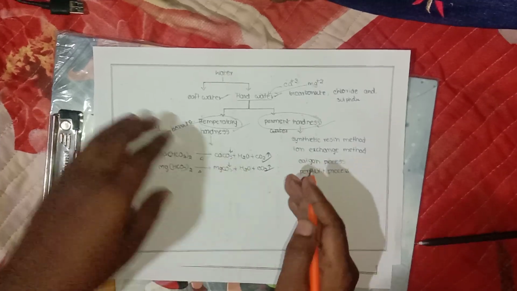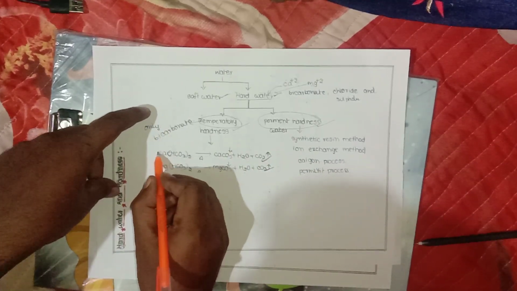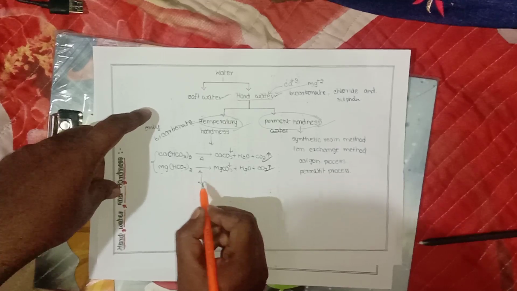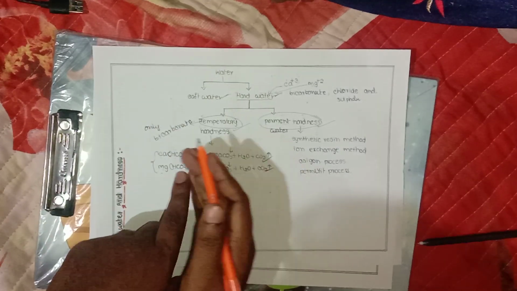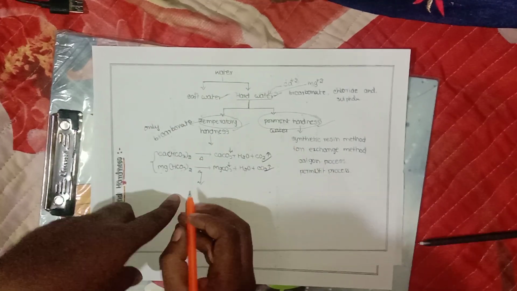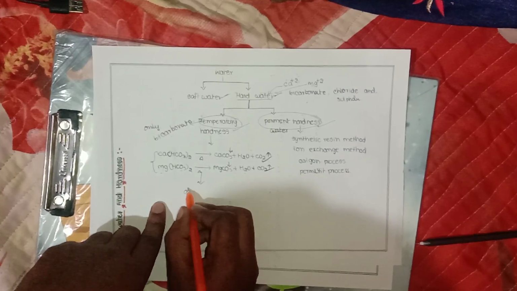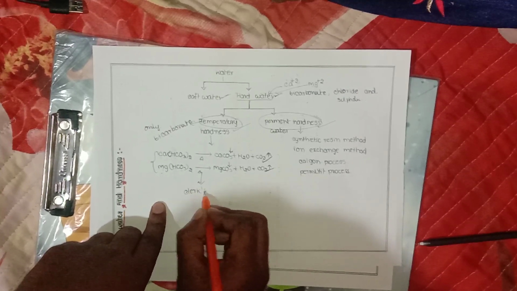This is Clerk's method. By heating the hard water we will get the soft water. This is called Clerk's method.